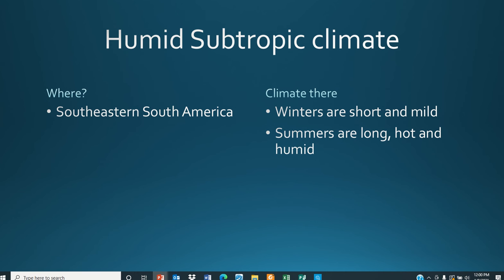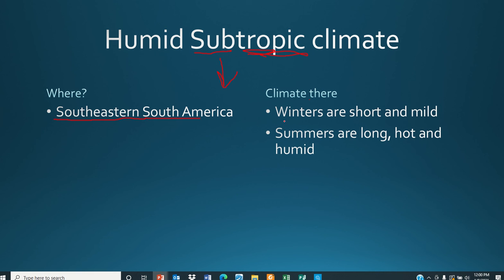Boom, done. Humid subtropic climate. All right, when we think of the humid subtropic climate, think of this. Sub, below. Subs, they go in the water. They're below the water. Sub, you're below something. Tropic. All right, look. Where is it? It's the southeastern part of South America.